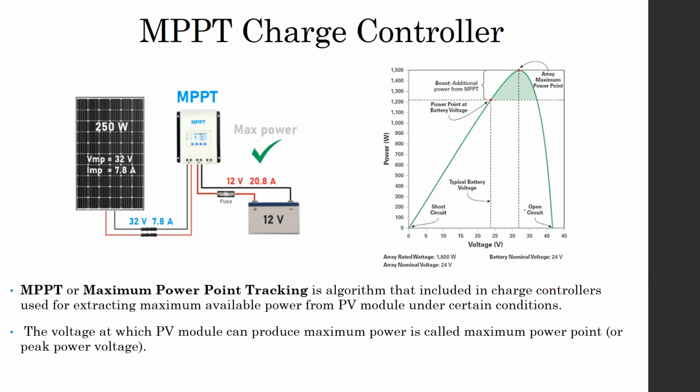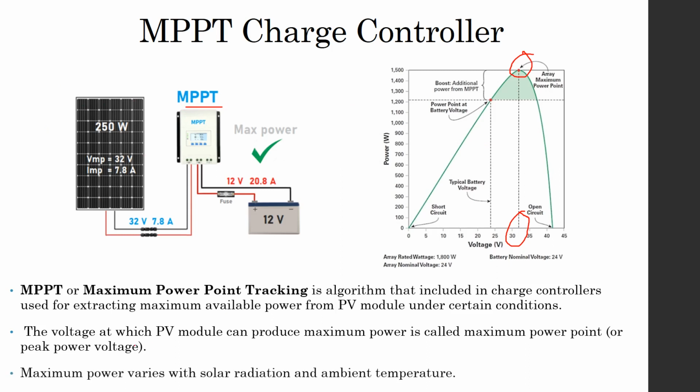In this example, at this voltage, we get the maximum power. So we need maximum power point tracking to adjust the voltage at the PV array or the PV panel to produce this maximum power. The maximum power also varies with solar irradiation and the ambient temperature.